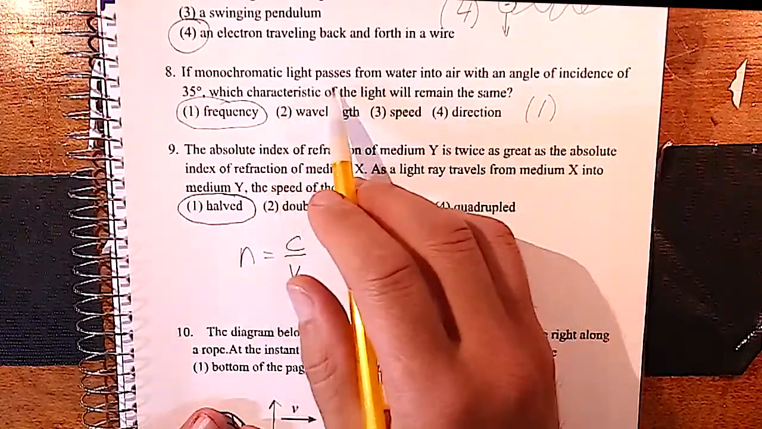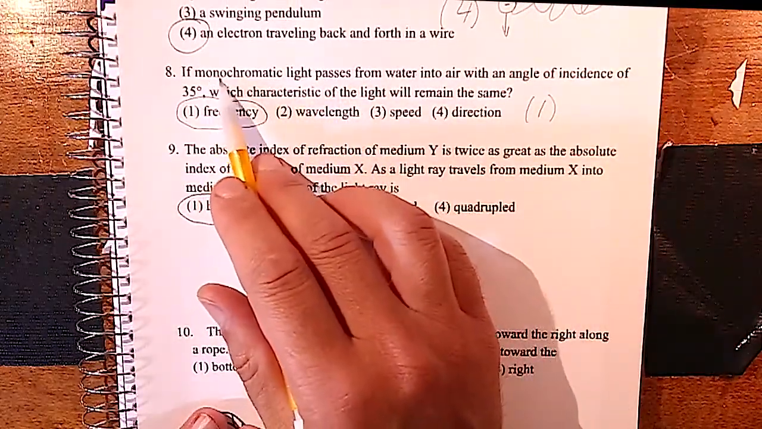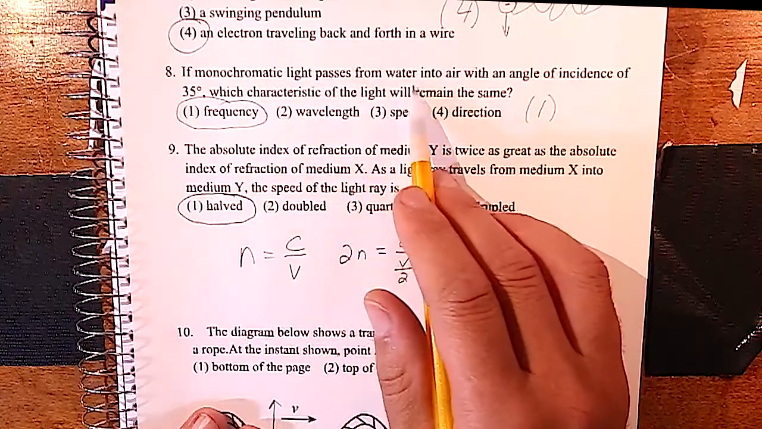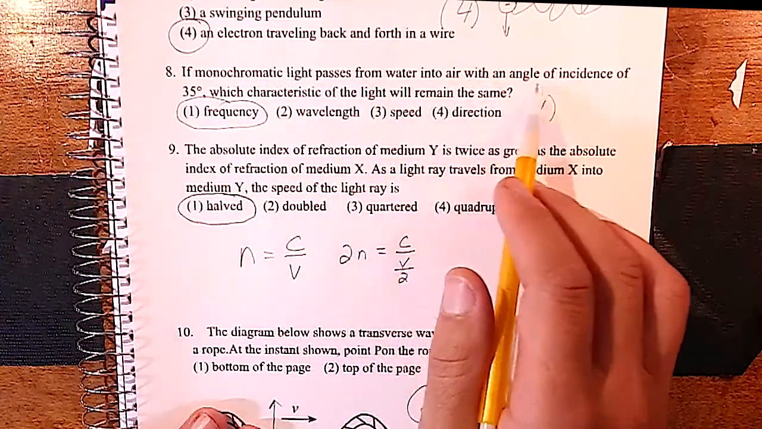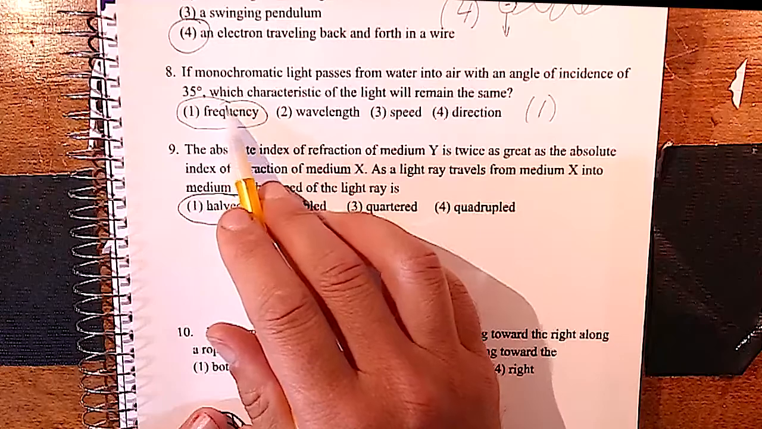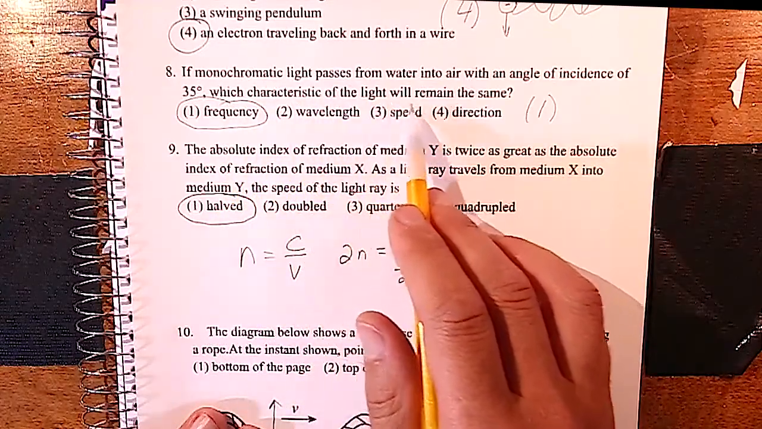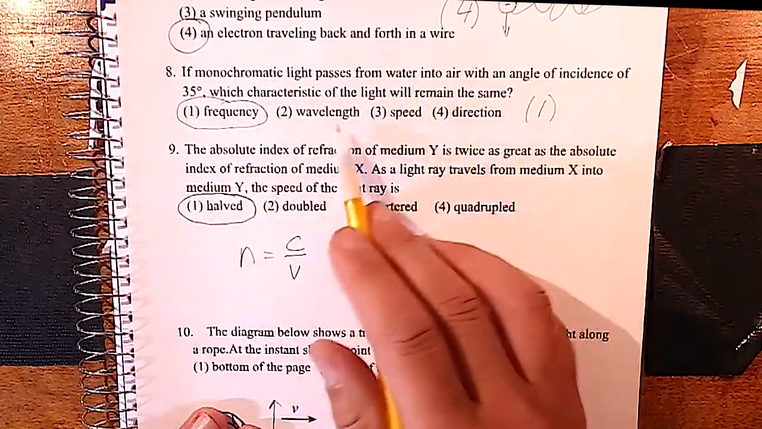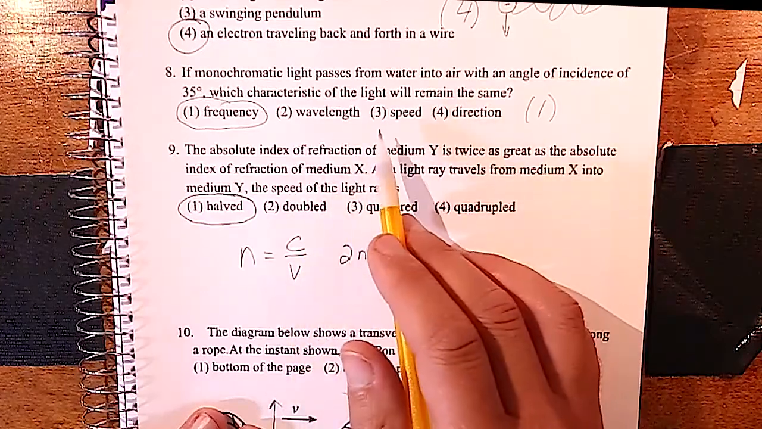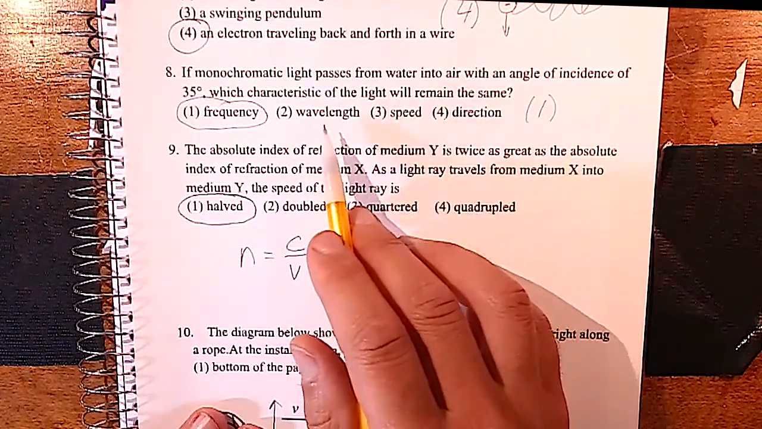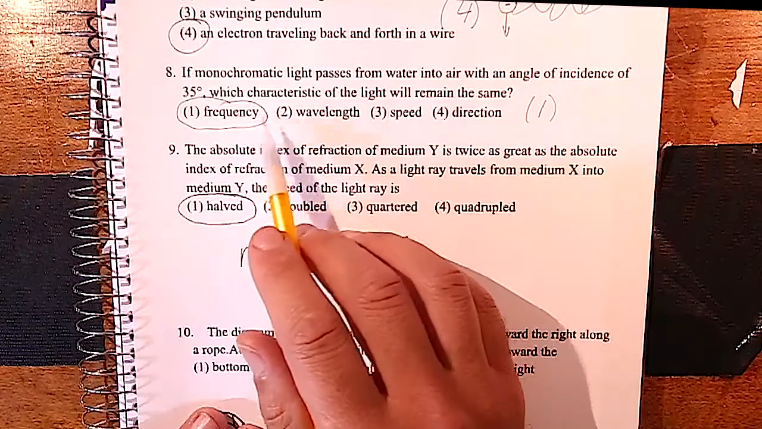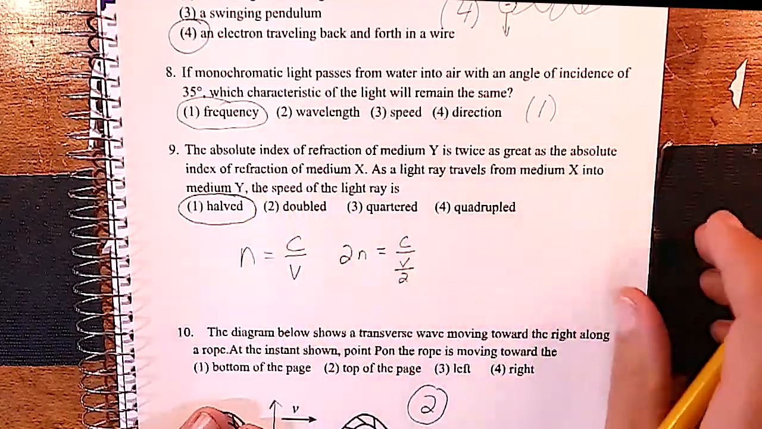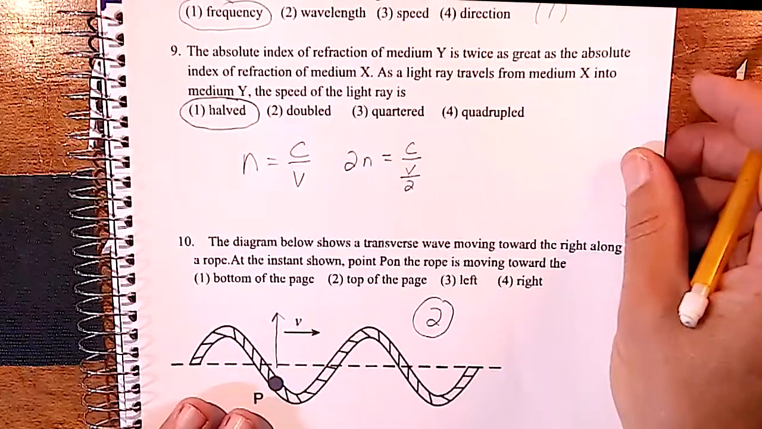If a monochromatic light ray, okay, so monochromatic, one color, passes from water into air with an angle of incidence of 35, which characteristic of light will remain the same? This question comes up a bunch, and this is kind of a memorization. You have to remember that when you change mediums, the velocity and wavelength change, but the frequency remains constant.